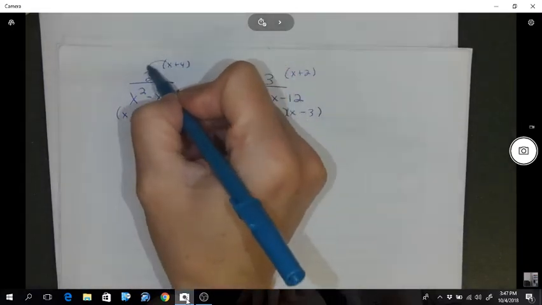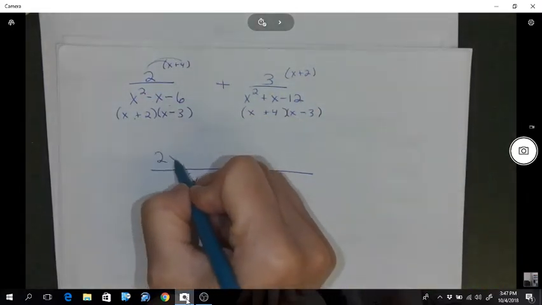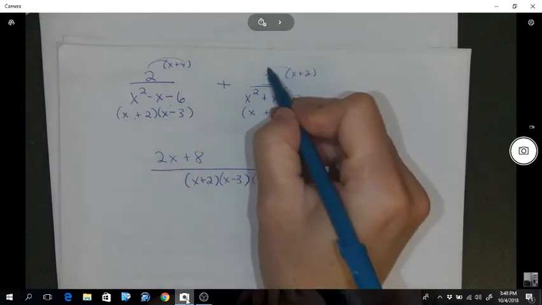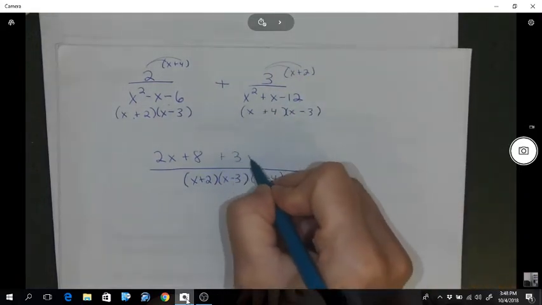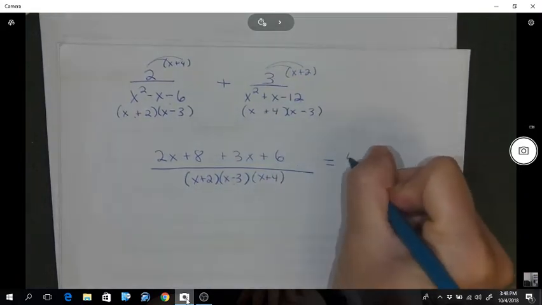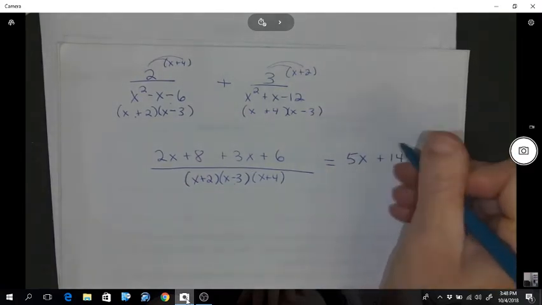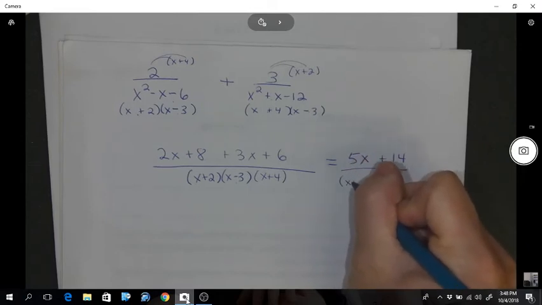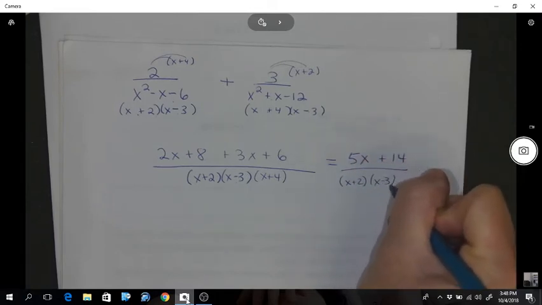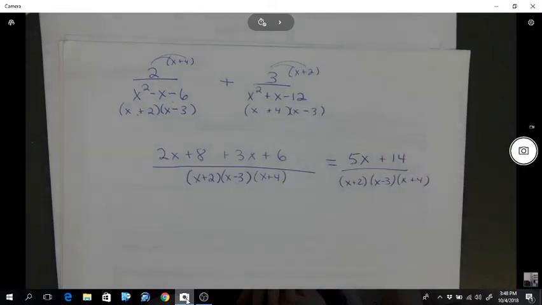Okay, distribute and collect. 2x plus 8, 3x plus 6, final answer, 5x plus 14, all over the common denominator. And there's your final answer.